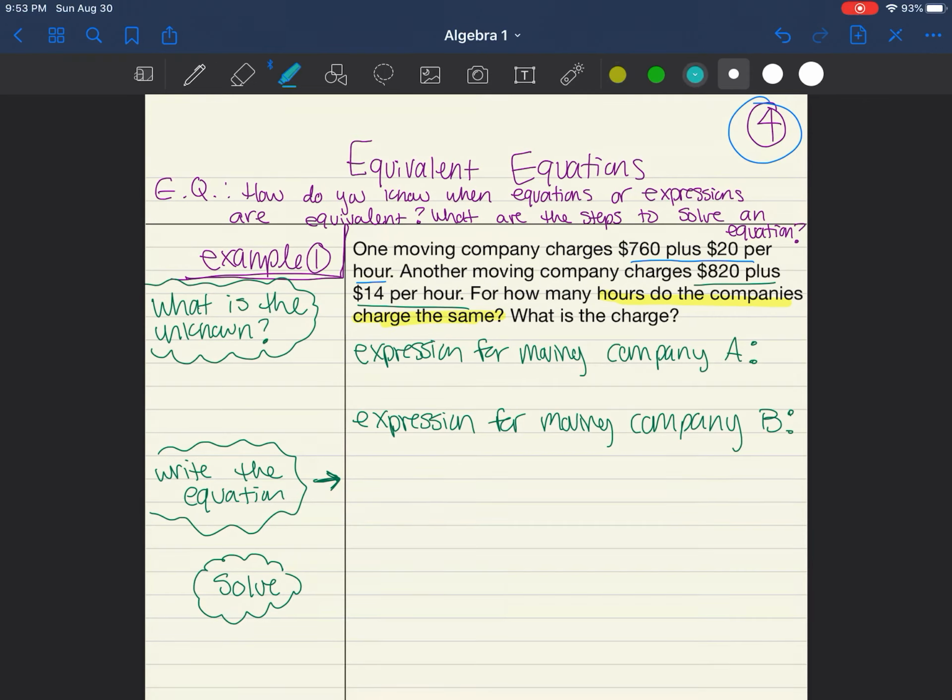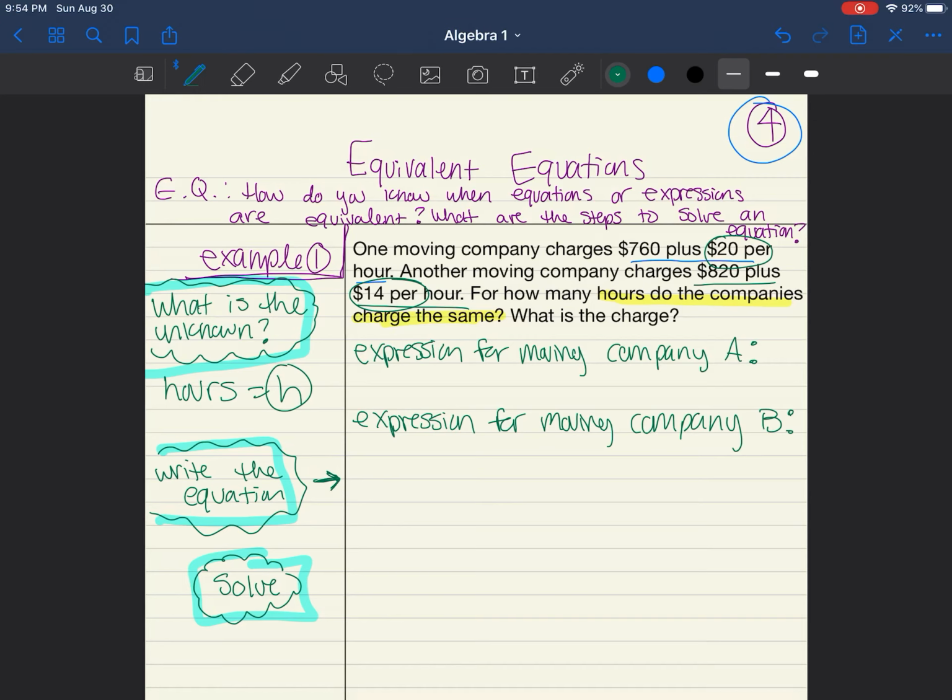So here on the sides you'll notice a couple guiding questions or steps that I have written out for us. So first we want to figure out, what is our unknown? Our unknown is the number of hours worked. We know the hourly rate, that's the 20 per hour and the 14 per hour. So we want to know hours. So maybe H will be our variable for our unknown.